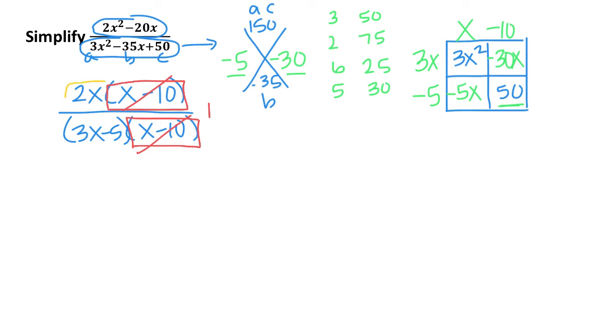In the numerator, I have a 2x. There's not a 2x in the denominator, so there's nothing I could cancel that out with. And in the denominator, I have a factor of 3x minus 5. There's not the same exact factor in the numerator that'll cancel out with it. So nothing else can be simplified. What I have left is 2x over 3x minus 5.